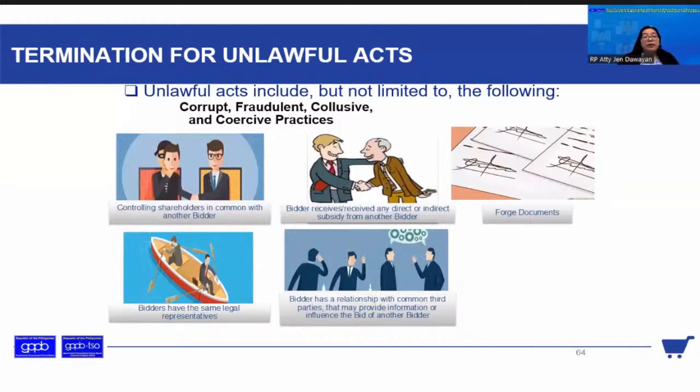Yun. So very, very important. It does not relieve even if it's contracted out, no? If it has been determined that there has been happening of these unlawful acts, then it can be terminated.